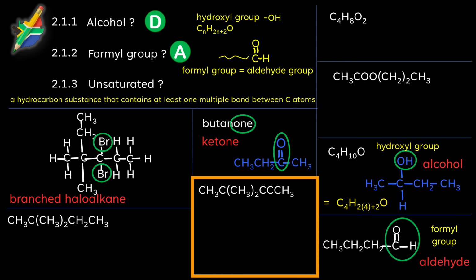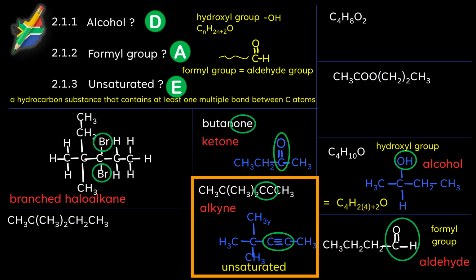Then we are given the condensed formula for compound E. If we expand the condensed structure a bit, we will notice there is a carbon-carbon triple bond. And so this compound is an alkyne and is therefore unsaturated. Compound E is unsaturated. Let's finish by checking the other compounds to make sure we haven't missed anything.